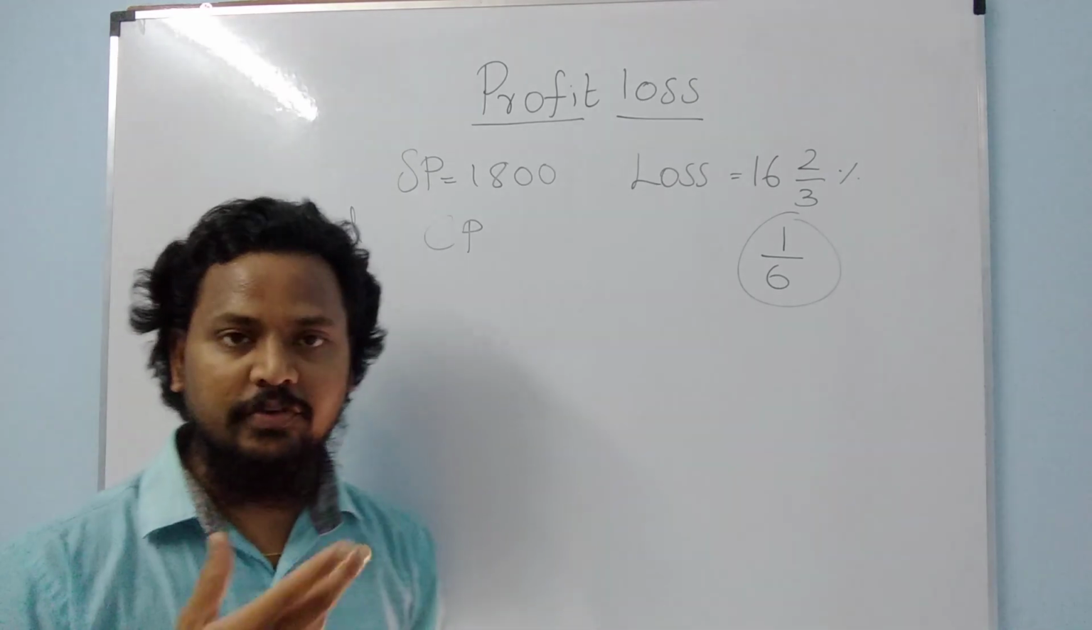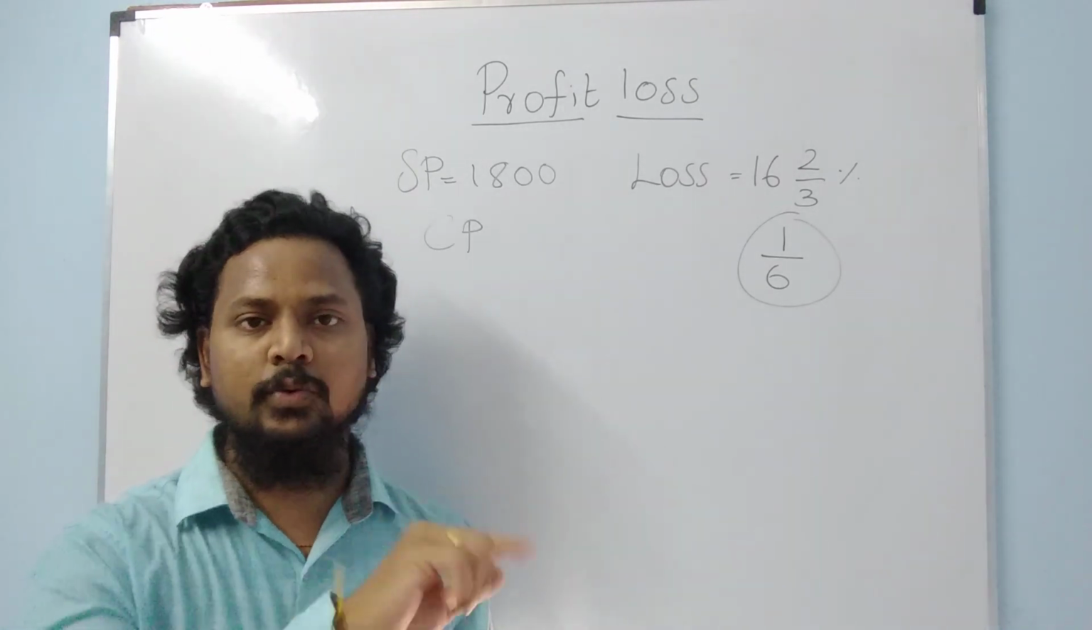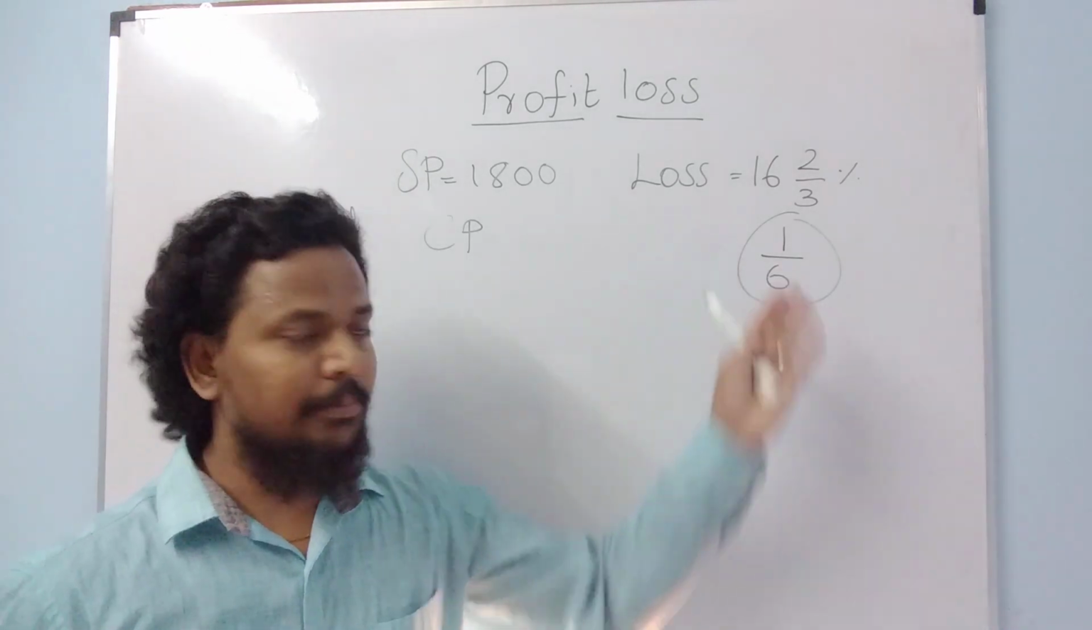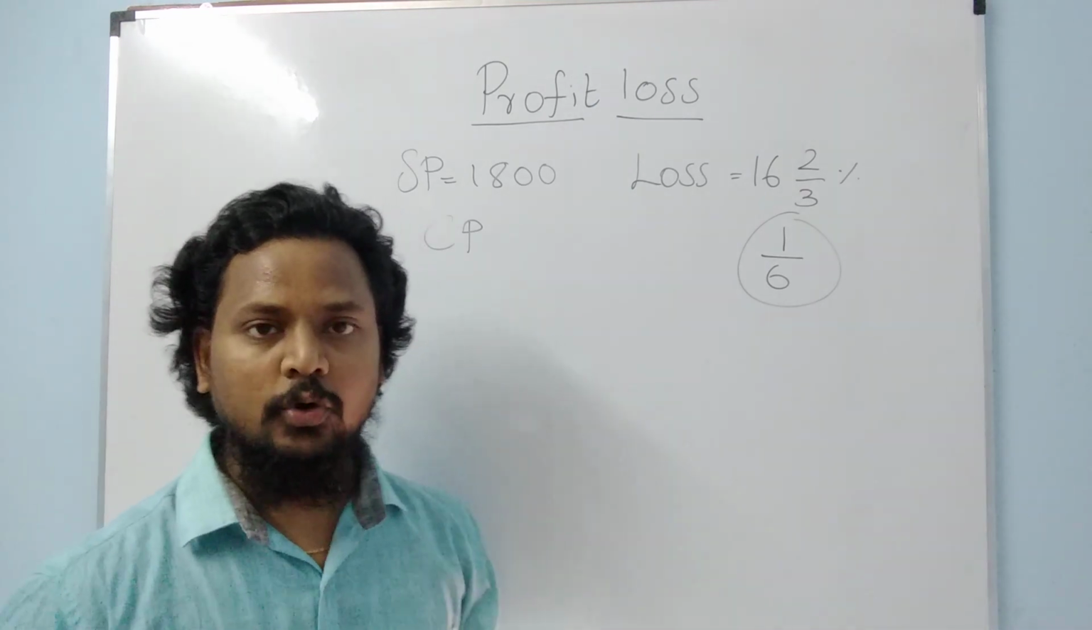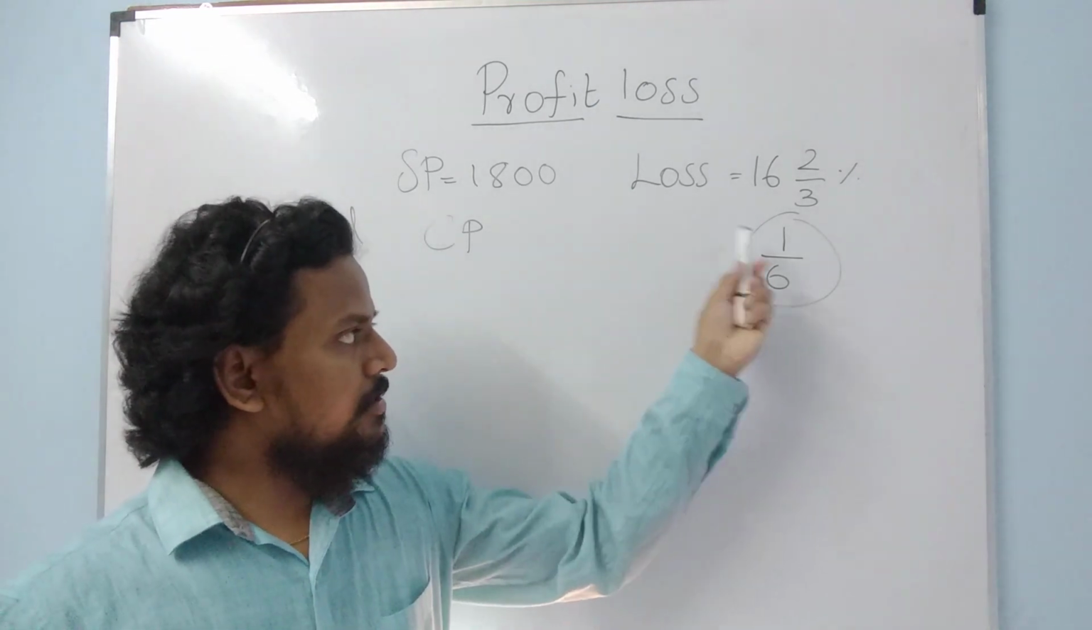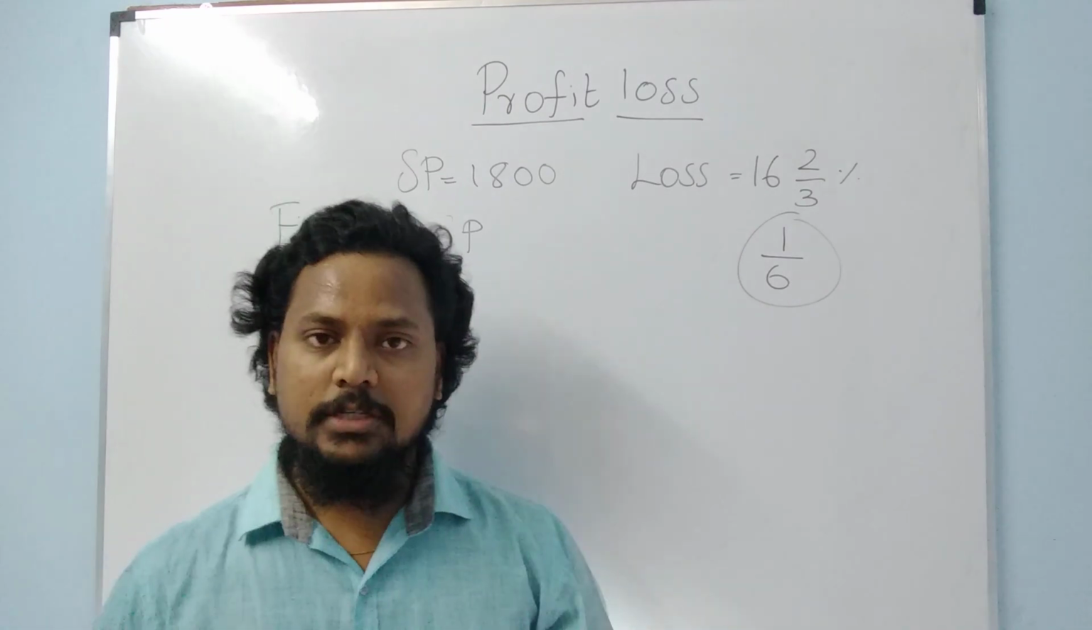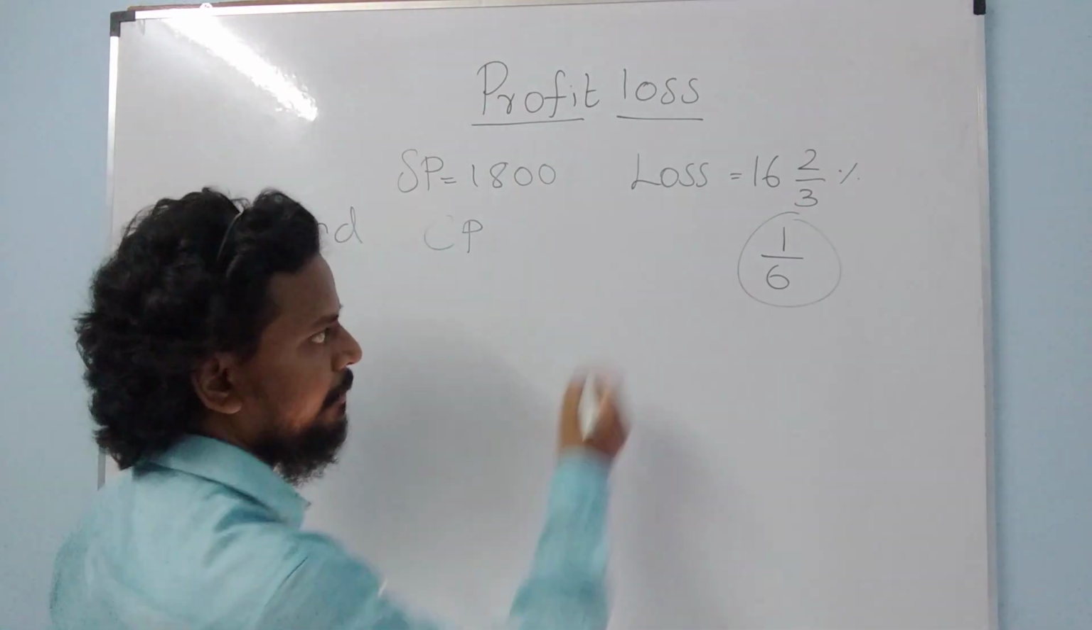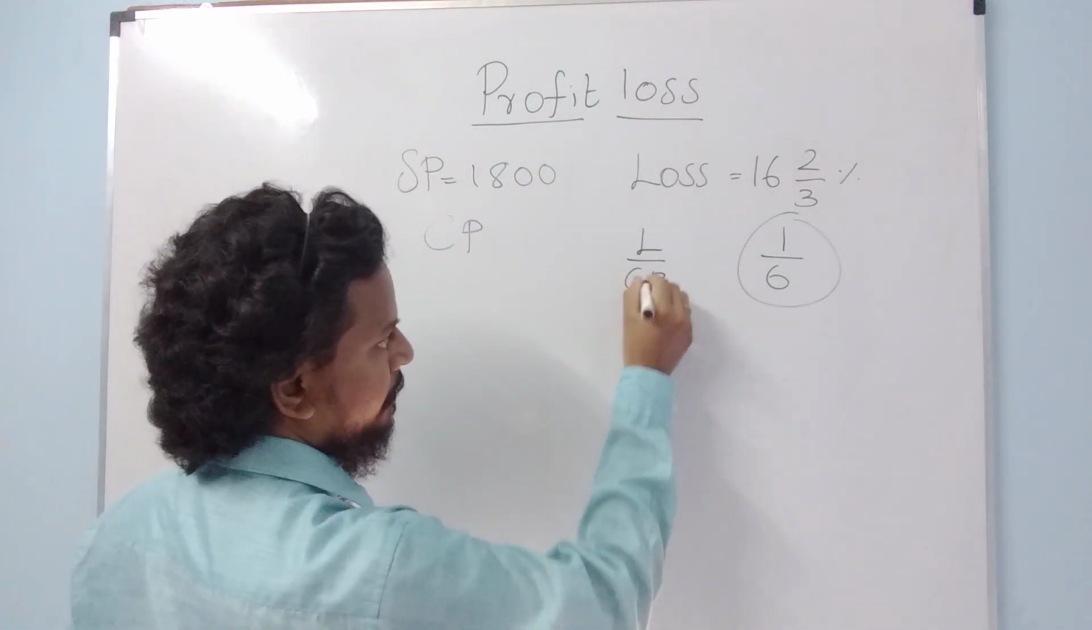Okay, but 20%, 20% will be easy for you to calculate with 120 and 125, whereas numbers like this may not be easy. So let's see this idea. Loss is 1 over 6. What do we know about loss percentage? Loss percentage is nothing but loss upon CP.